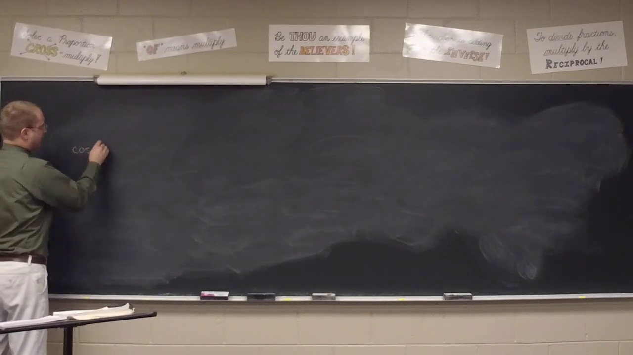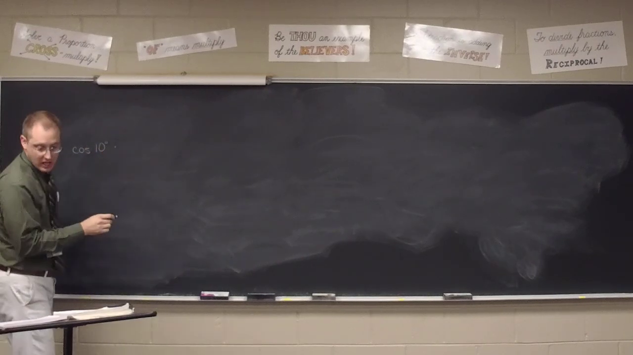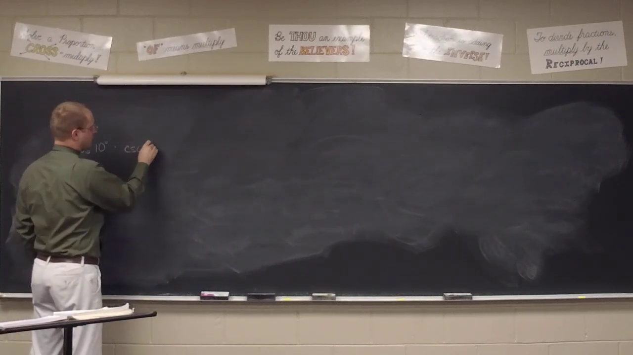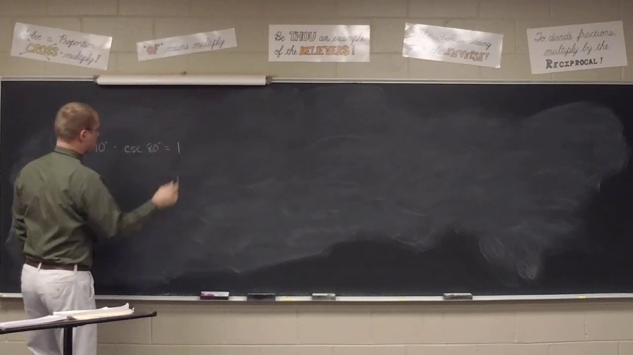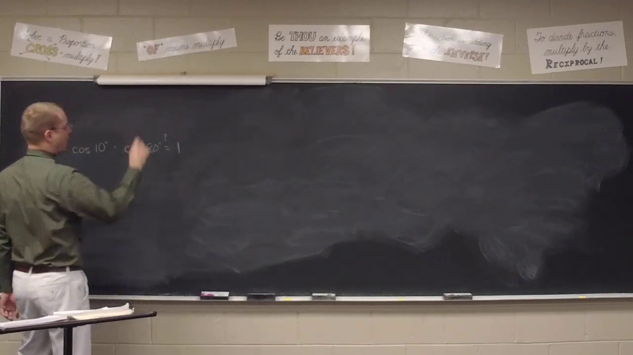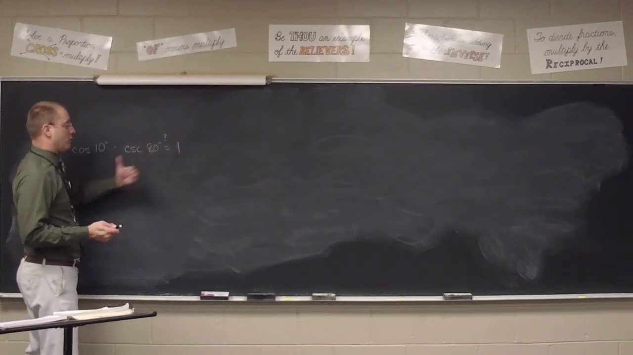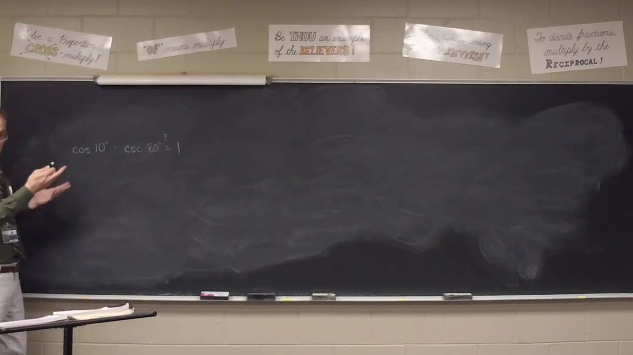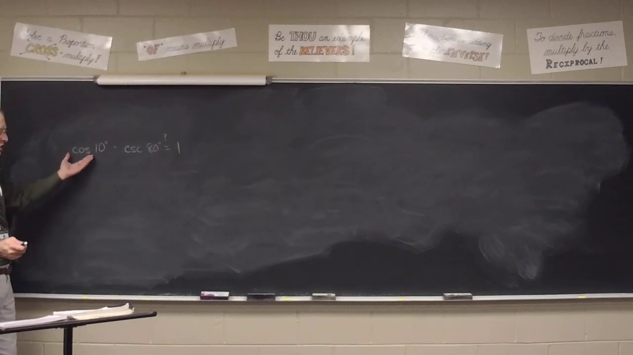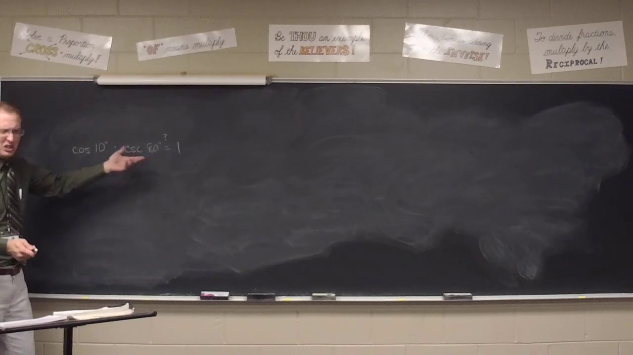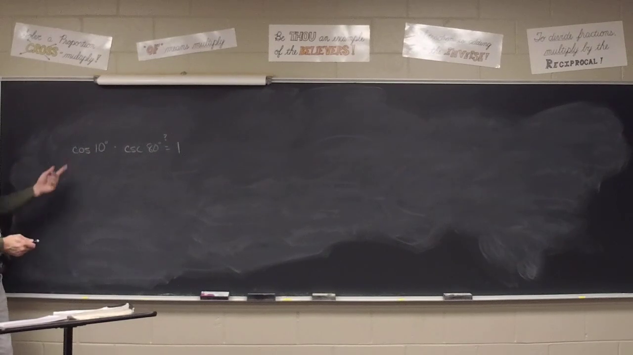The cosine of 10 degrees times the cosecant of 80 degrees equals 1, they say. I'm going to put a little question mark here. We're going to question, is that actually true? Well, how can we tell? To get a single number, it would help if we had matching trig functions, right? Can cosine turn into cosecant, though? Or can cosecant turn into cosine? What can cosine turn into?